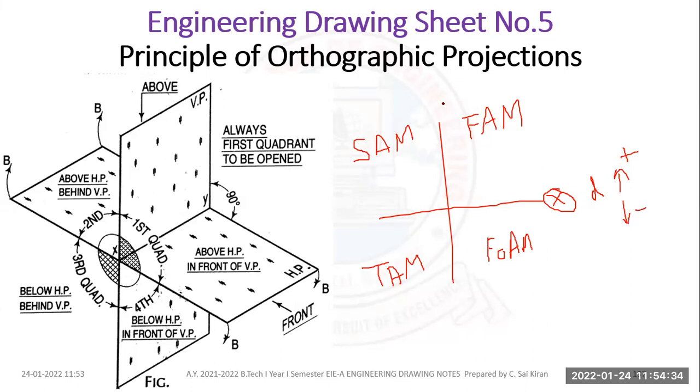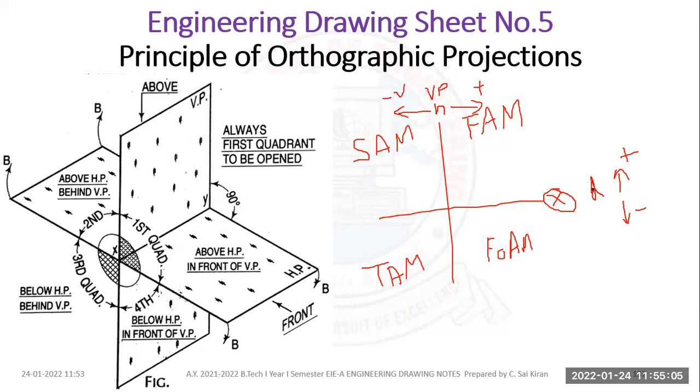Similarly, this we call the vertical plane, and it is represented by letter H. Whenever it is on the right side of the vertical plane, we consider it as positive H, and whenever it is on the left side, we consider negative H. H is nothing but the distance from the vertical plane.